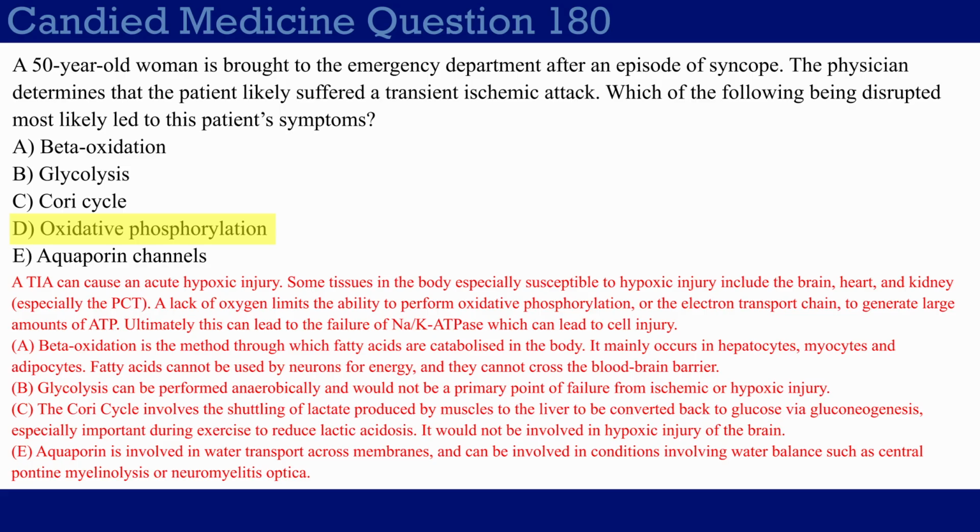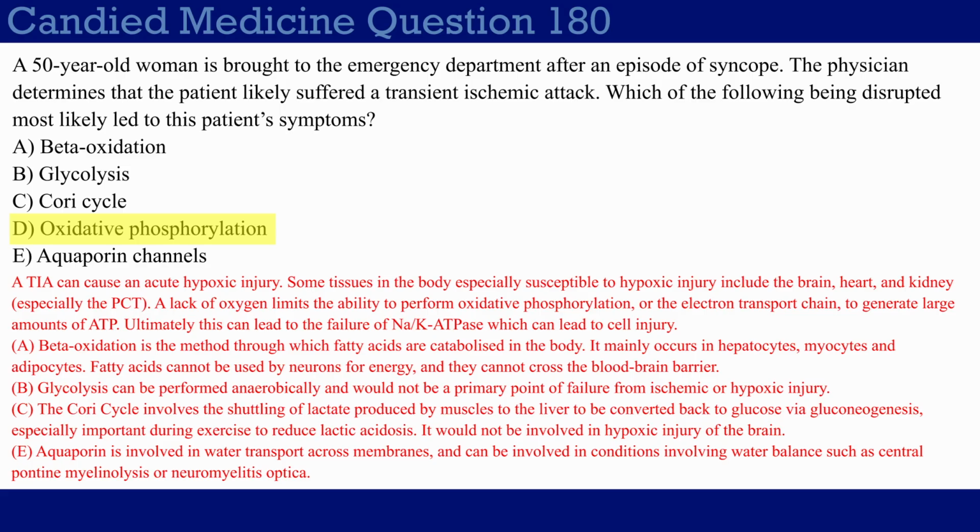Now, some of you might have picked this because you thought, well, beta oxidation also requires oxygen. But aside from the fact that beta oxidation really should not be your first thought during acute hypoxic injury, we're also talking about the brain here, which does not typically undergo beta oxidation because the brain doesn't use fatty acids for energy, and fatty acids can't cross the blood-brain barrier. Beta oxidation I would more associate with the liver, hepatocytes, myocytes, muscles, and adipocytes, of course.